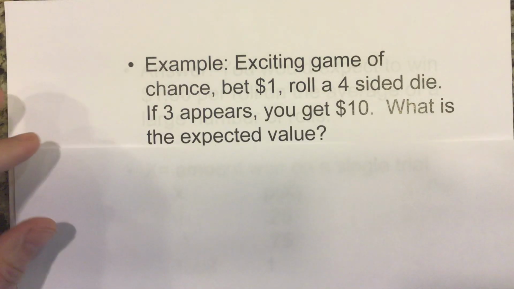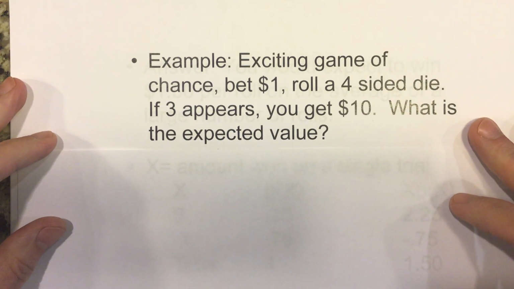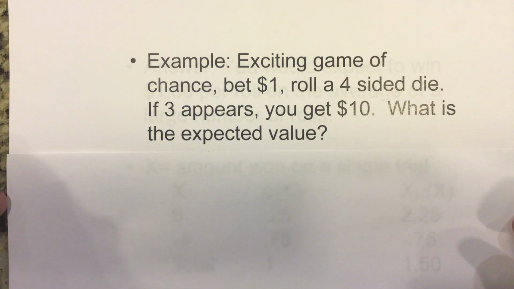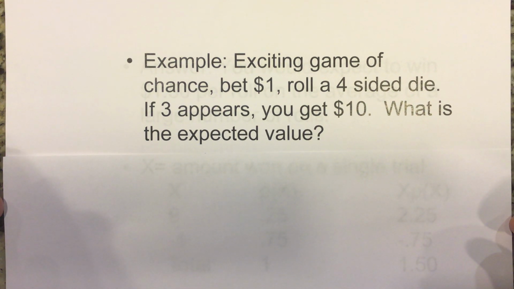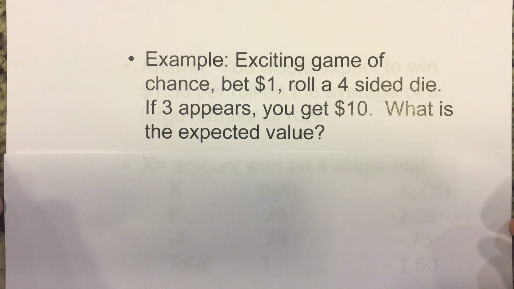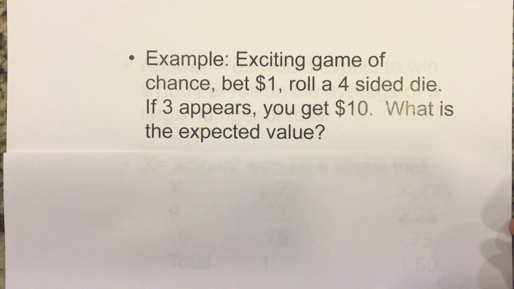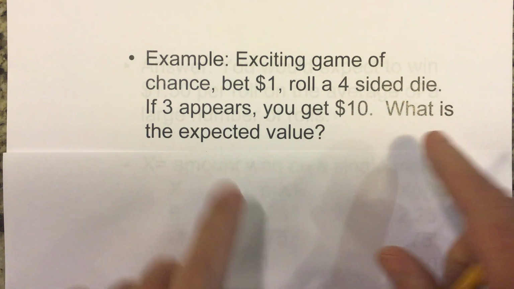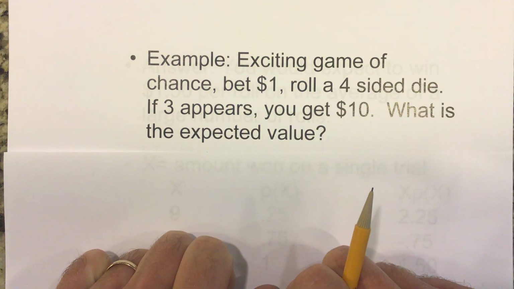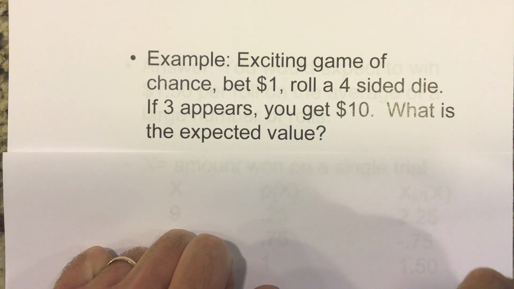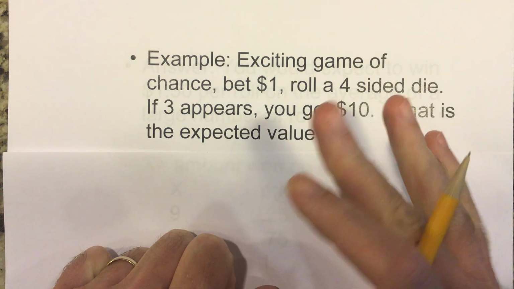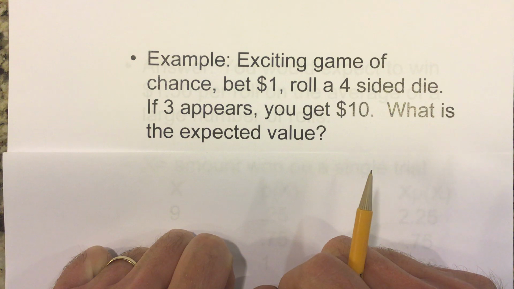Okay, so let's start with an example. Let's say you're going to play the most exciting game ever imaginable. You roll a 4-sided die and you bet $1 on the roll. If you roll a 3, you get $10. Okay, so what's the expected value of this game? Meaning on average, how much would you win or lose per roll if you played this many, many times?